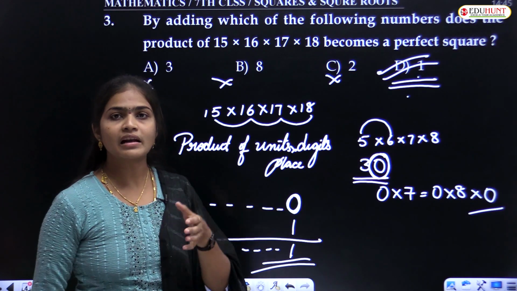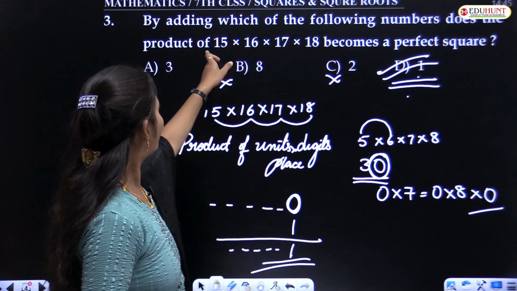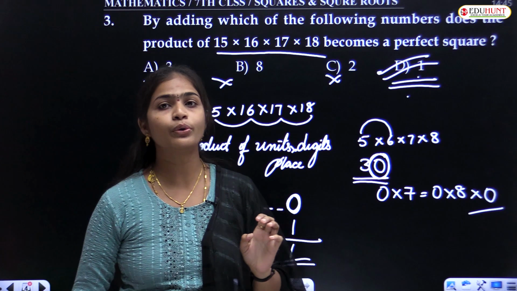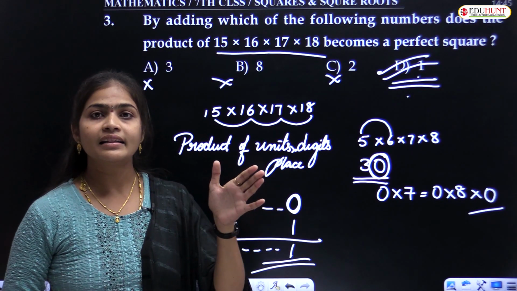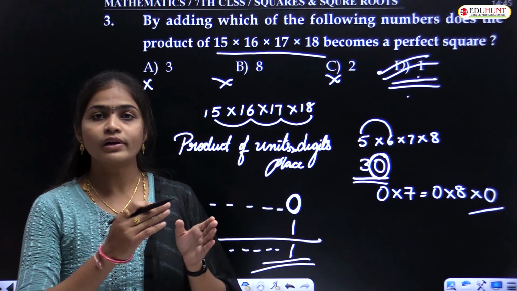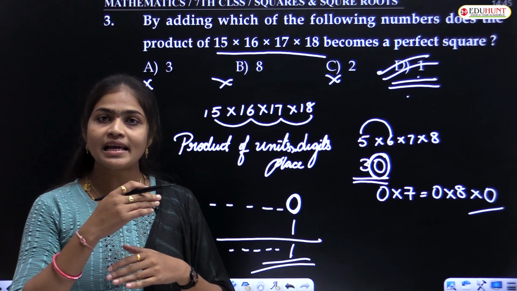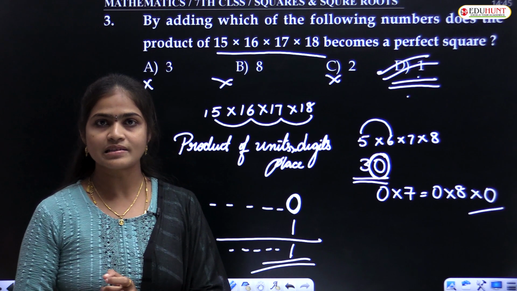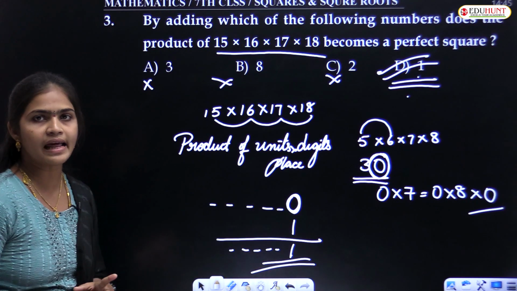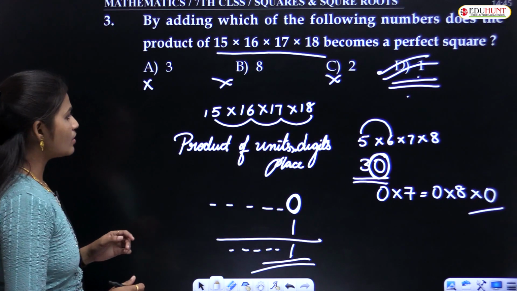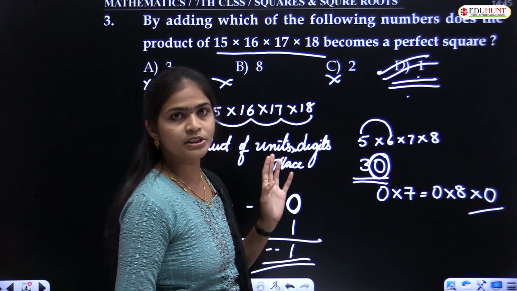This is from the examination point of view I am saying. So you just try this one. Take the product of 15 into 16 into 17 into 18. You will get a number, no? To that number, apply the long division method. You will get some quotient as well as a remainder. By seeing that remainder, you can conclude which number you can add. So here the answer is option D.